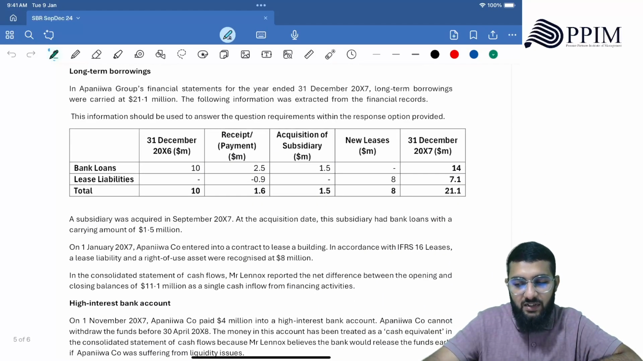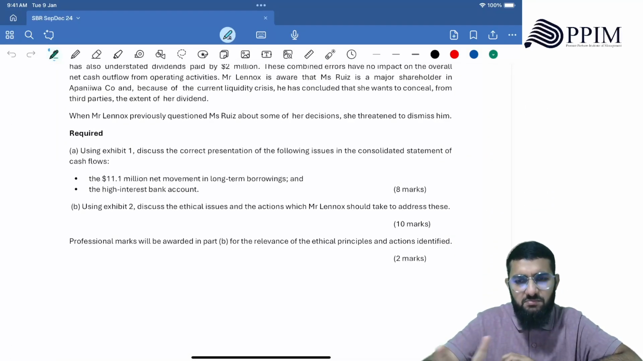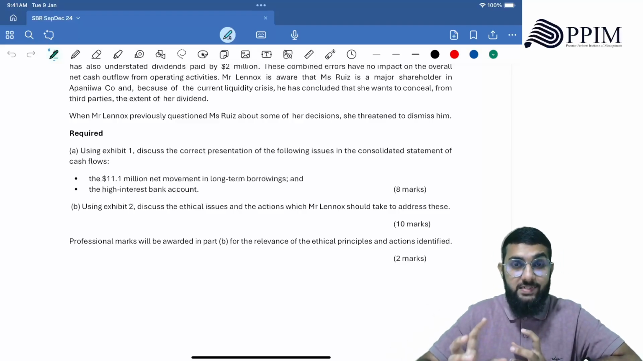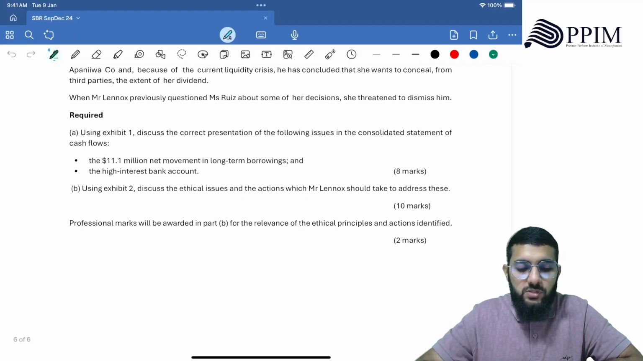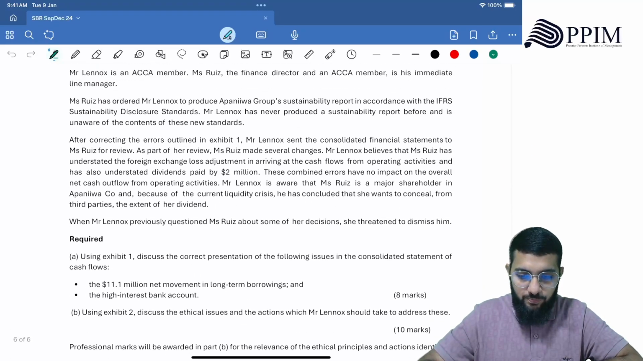So I would like you all to attempt this question. All right. So we'll discuss this next week maybe, right? Or let's see if we'll discuss the pre-March mocks question 1, question 2 as time permits. All right. So using exhibit 1, discuss the correct presentation of the following issues in the consolidated statement of cash flows. B, using exhibit 2, discuss the ethical issues and the actions which Mr. Lennox should take to address these. There are professional marks. So that's question 2.